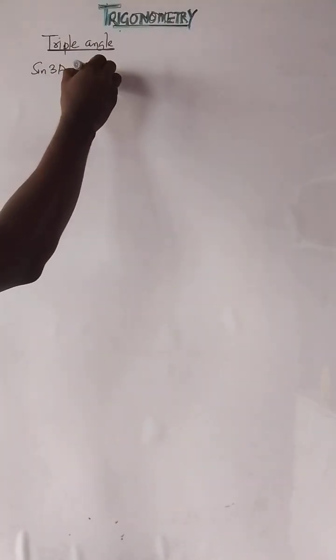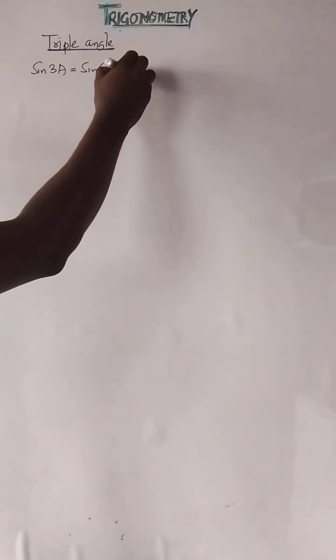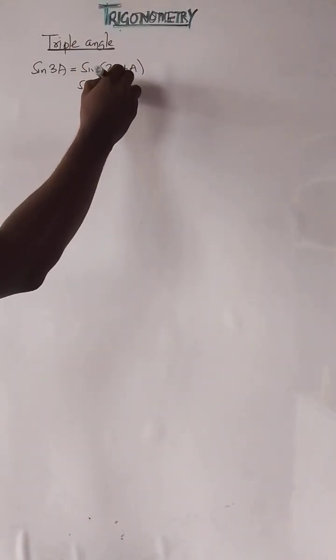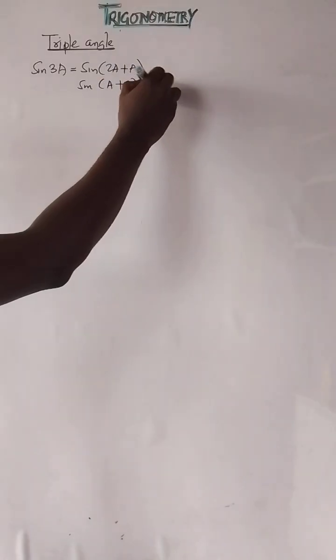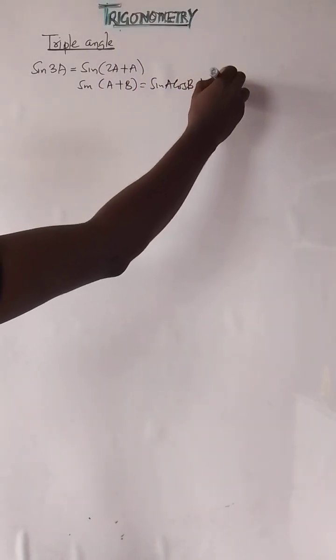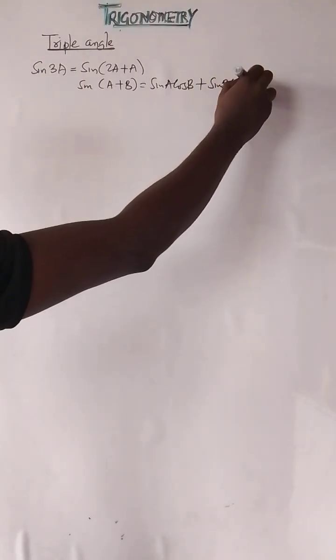For triple angle, you don't have to memorize it. If you know double angle, you can always derive triple angle yourself. So what is sine 3A? Sine 3A can be expressed as sine of 2A plus A. And what is sine A plus B? Sine A plus B is sine A cos B plus sine B cos A.